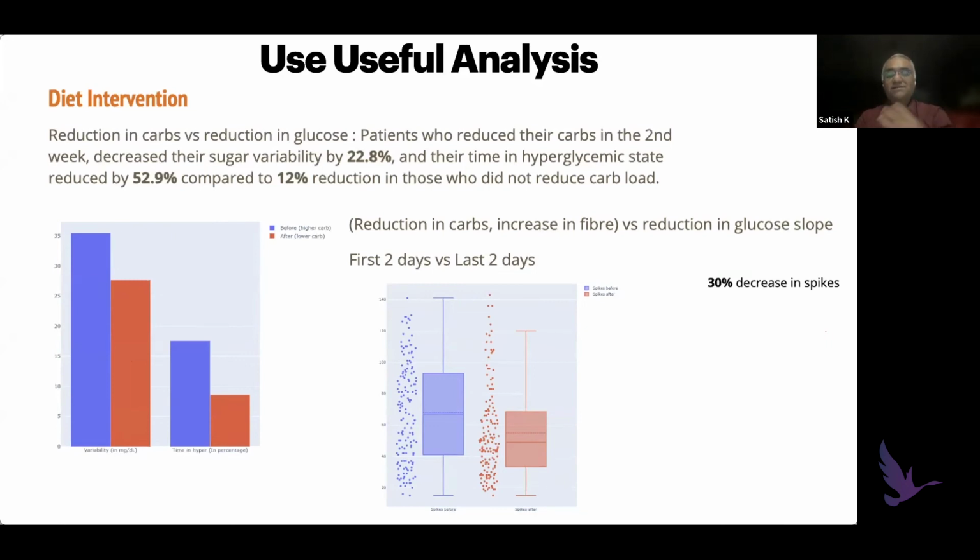And this is what it is. If you look at people who have reduced carbs and increased their fiber, there is a 30% reduction in the way that your sugar profile changes in the body. This is all useful information that you can show to a patient, to a customer, or the company can use it to build systems to give this kind of useful information to the doctor or to the patient.